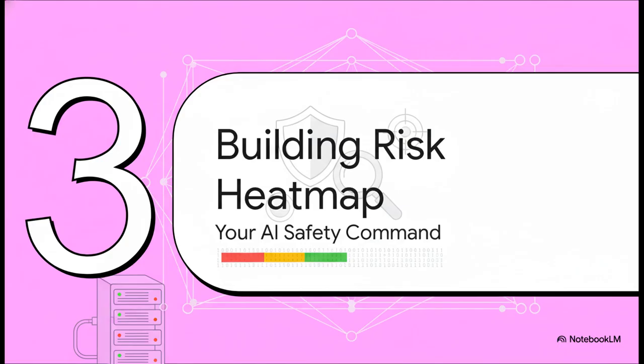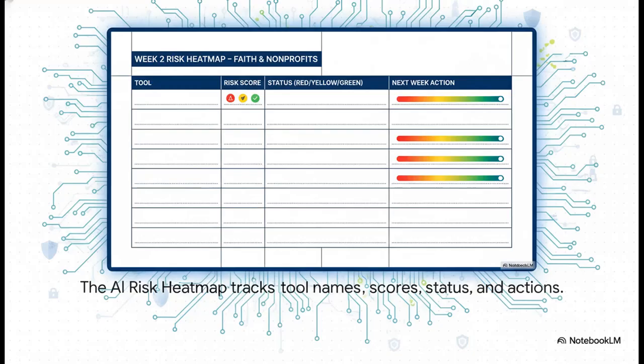Okay, now for the practical application. We're going to take this exact scoring system and use it to build your AI risk heat map. Remember, this is your master document, your command center for all things related to AI safety and compliance. And this is the template. You're going to populate this with the tools you identified in your week 1 inventory. For each tool, we'll calculate a score, assign a status, and, this is the most important part, define the immediate next action. That final column is what transforms your heat map from just a report into a proactive compliance roadmap.